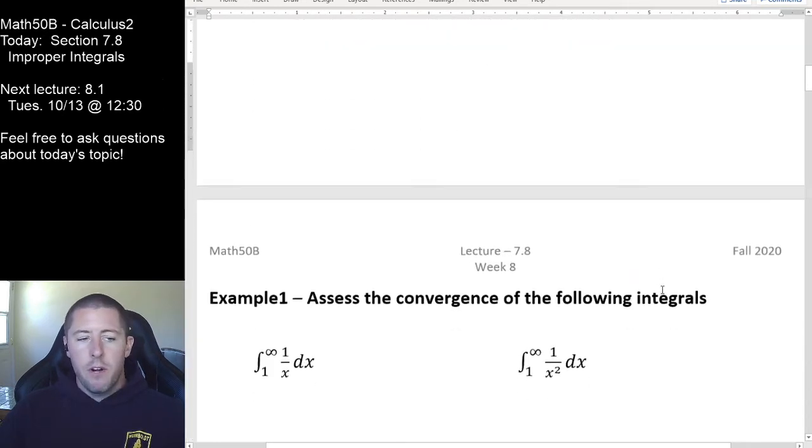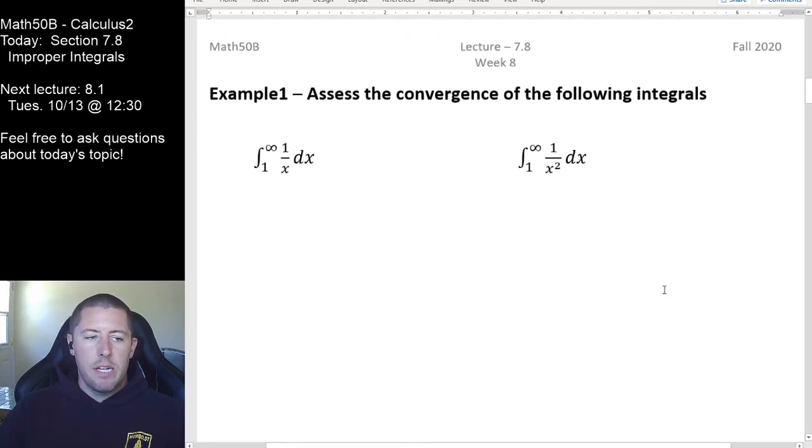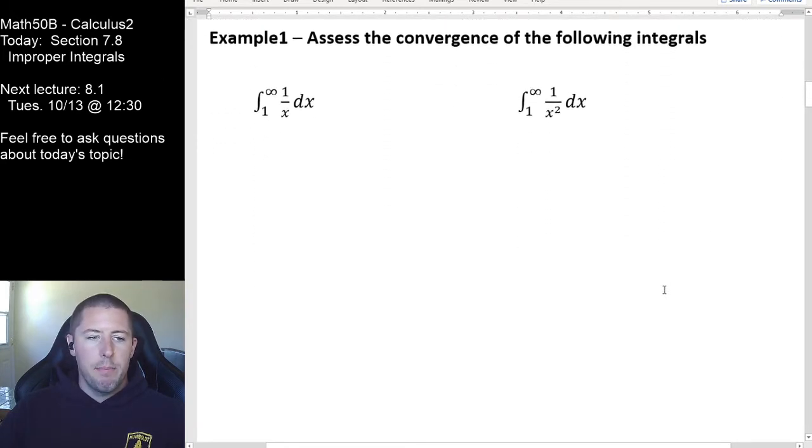So first things first, I want to start out with these examples. The book does these examples. It doesn't matter. These examples are too important for me to not do them. I literally have to do this or I have not done my job in discussing improper integrals here.